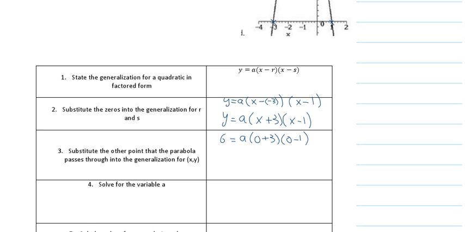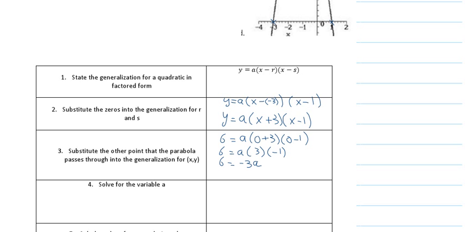But math tells me I have to do my brackets first. So that's going to be 0 plus 3 is 3. 0 minus 1 is negative 1. Okay. What else do I need to do? Multiply. Multiply what by what? By a. 3 by negative 1, right? So what's 3 times negative 1? Negative 3a, right? So it's negative 3 multiplied by a.